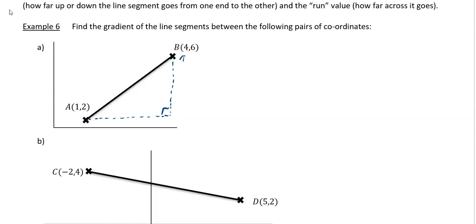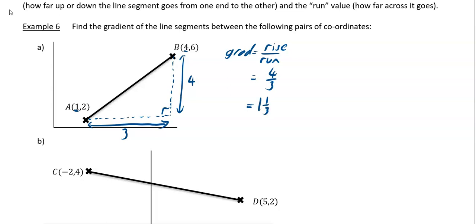So we'll do the rise first. From here to here, it goes from 2 up to 6, so my rise is 4. And then horizontally, it goes from 1 up to 4, so my run, this bit, is equal to 3. So we could say my gradient is equal to rise over run. So in this case, it's equal to just 4 over 3, and you could write 4 over 3 as 1 1/3.